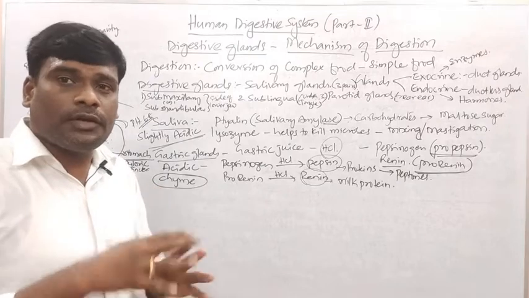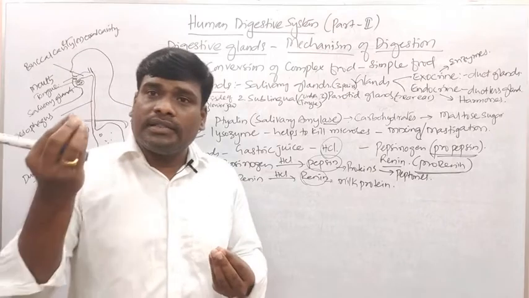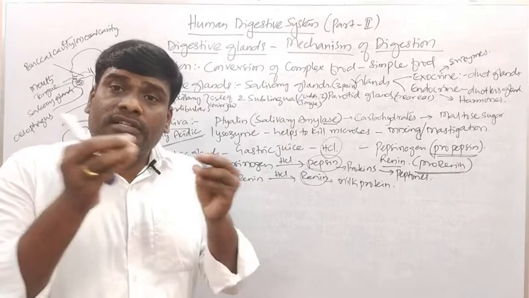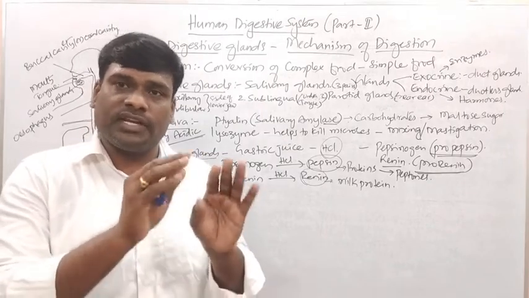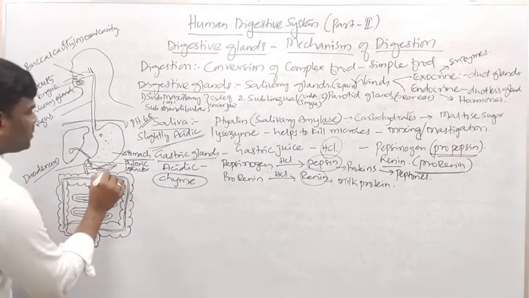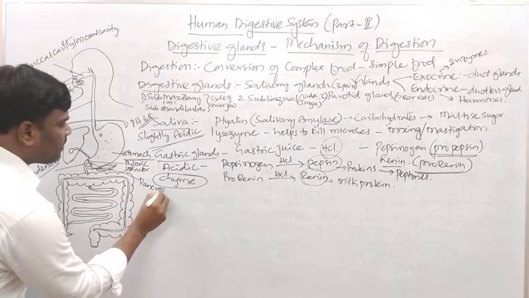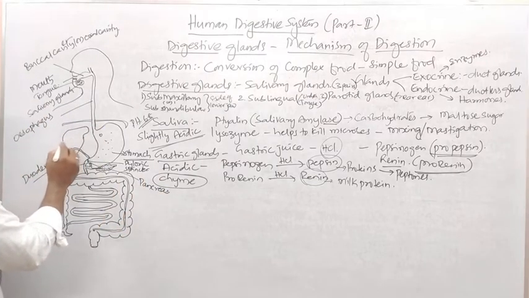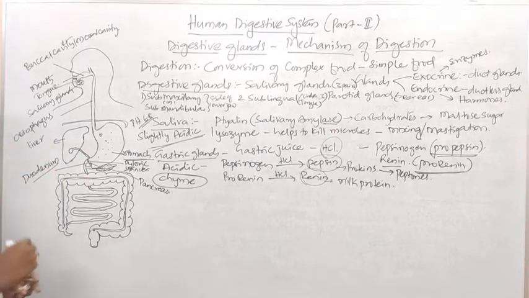So what happens in the duodenum? Got it? In the duodenum, children, the pancreatic juice as well as bile juice open into the duodenum, the first part of the small intestine. So let us see these parts, children. This is looking like a leaf, isn't it? So this one is the pancreas. And this one, which is seen just opposite of the stomach, on the right side in the abdomen, is the liver.